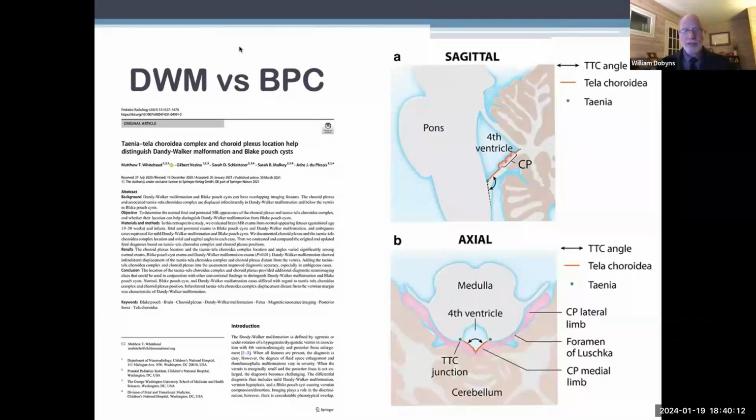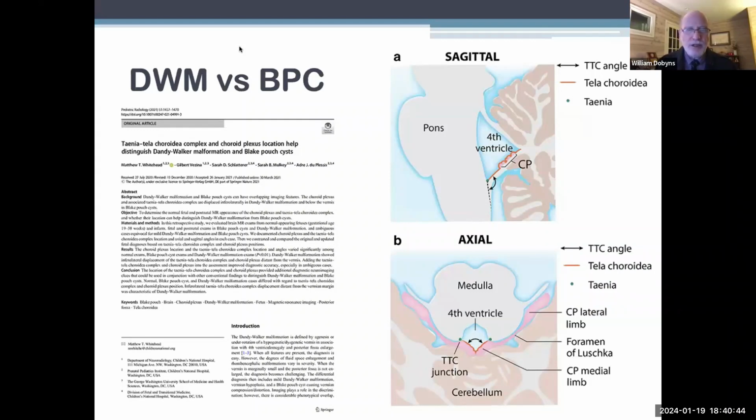All right, so the next paper, I don't know whether you've discussed this or not, but there are 2 papers, and the first author is Dr. Matthew Whitehead, in which he defines additional criteria for classic Dandy-Walker malformation and the Blake pouch cyst. I'm not going to talk about Blake pouch cyst today because we know so little about the cause. But Dandy-Walker is important, and I have had difficulty recognizing which to call Dandy-Walker until just the last couple of years.